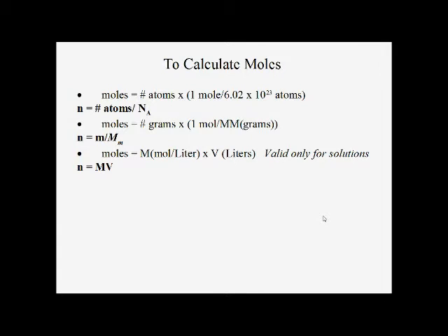So there's a couple ways that we can calculate moles. We haven't covered them all yet, but we'll get there. So right here, the middle one is the one we just did. So if we have mass and molar mass, mass divided by molar mass will give us moles. For Avogadro's number, atoms divided by Avogadro's number will give us moles. And then for solutions, molarity times volume will give us moles. And that'll be coming up shortly.